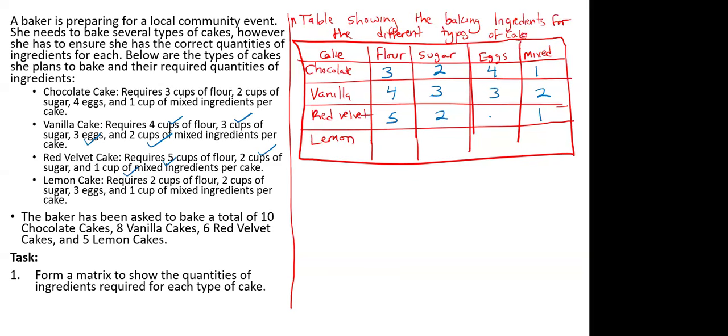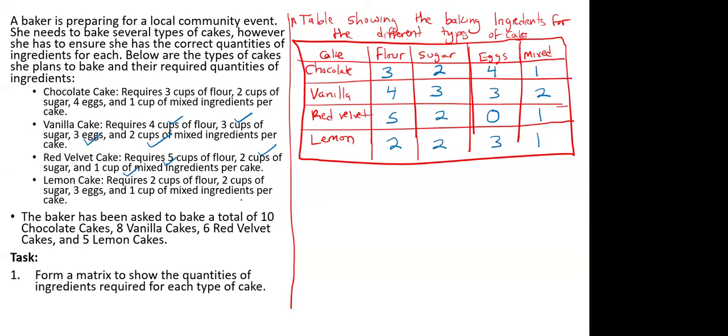Now, those people who usually panic, those people who don't summarize, you'll find them putting 1 like that without reading, that here in red velvet, they did not put eggs. Yeah, because maybe they don't want their cake to get spoiled quickly. Then lemon, 2 cups of flour, 2 cups of sugar, 3 eggs, and 1 cup. Now that is your simple table.